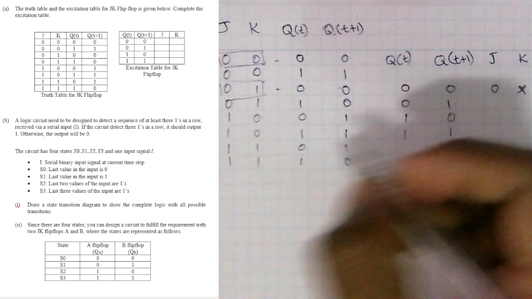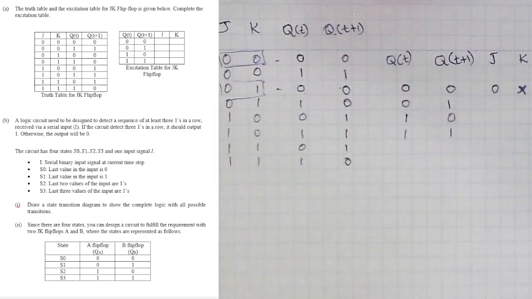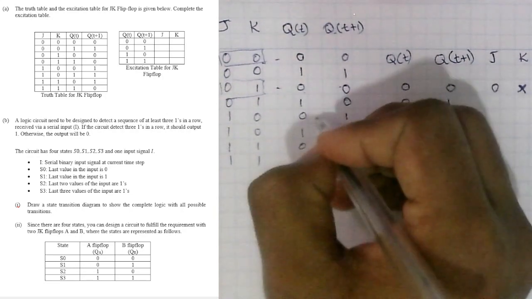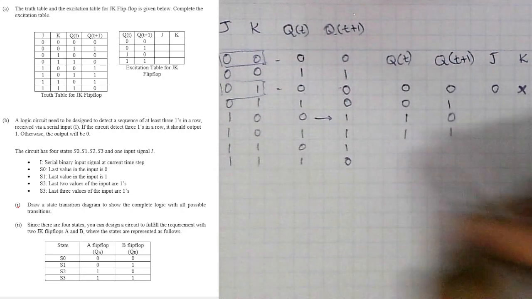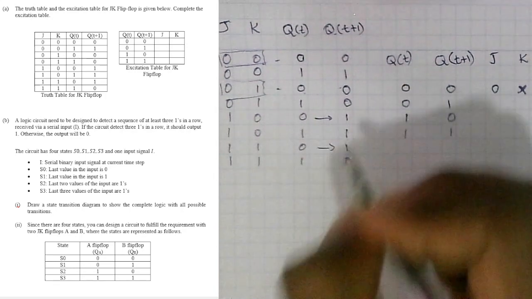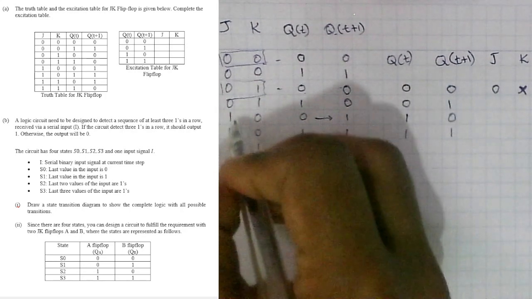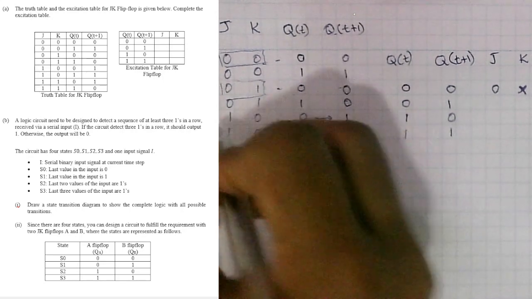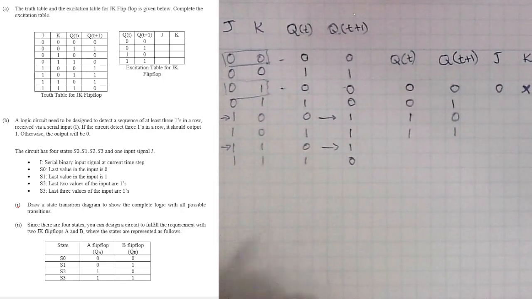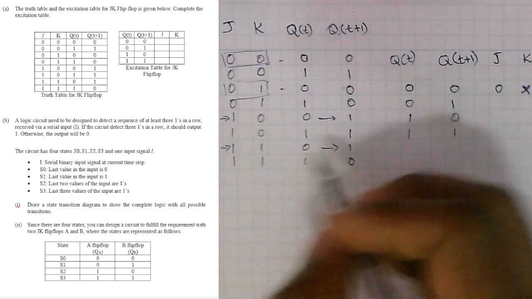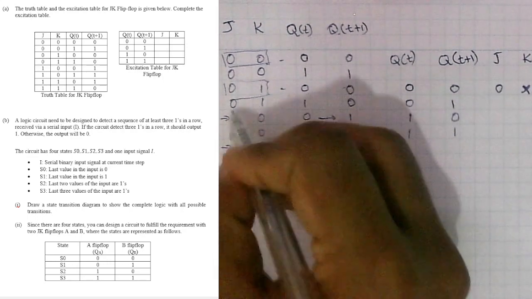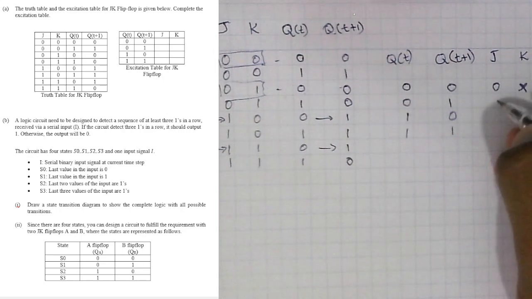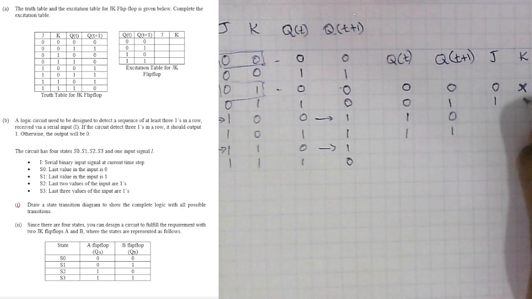How about 0 to 1? Are there any other places we can find a transition from 0 to 1? Here, and here. Okay, so let's consider these two configurations, this one and this one. As you can see, J must be 1 and K does not matter, right? J must be 1, K does not matter.